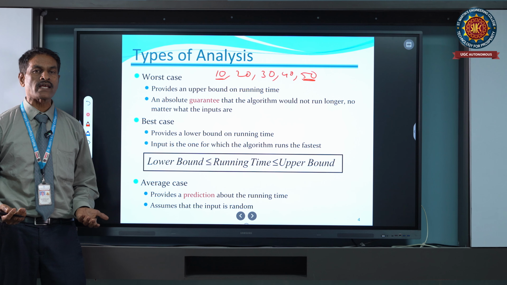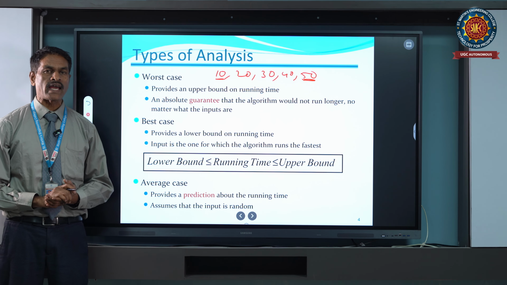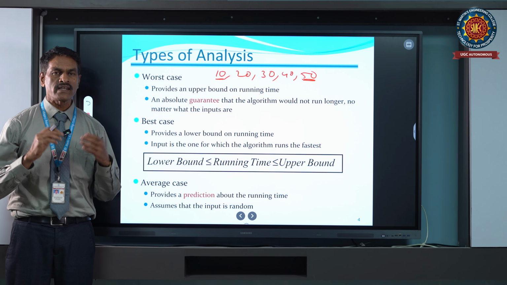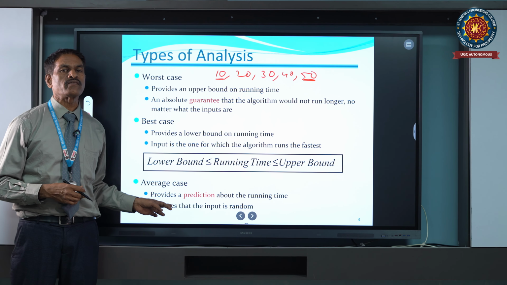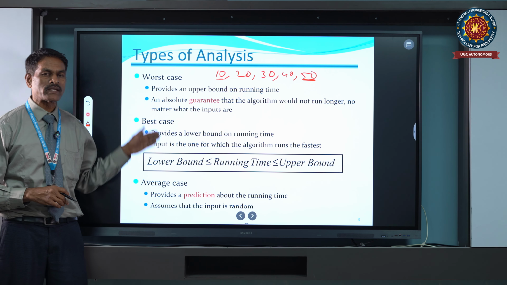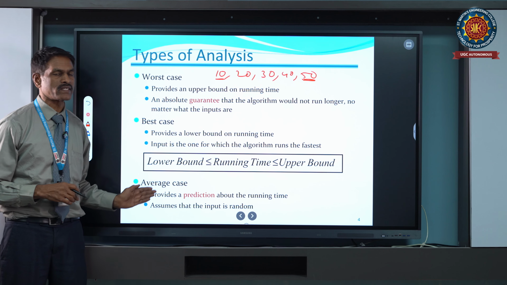Our department is AI and DS, artificial intelligence and data science. Artificial intelligence is pattern recognition, and the next one is trend analysis. That trend analysis prediction we are going to use for future purposes. So we are using three parameters: one is the worst case, next is the best case, and next is the average case.